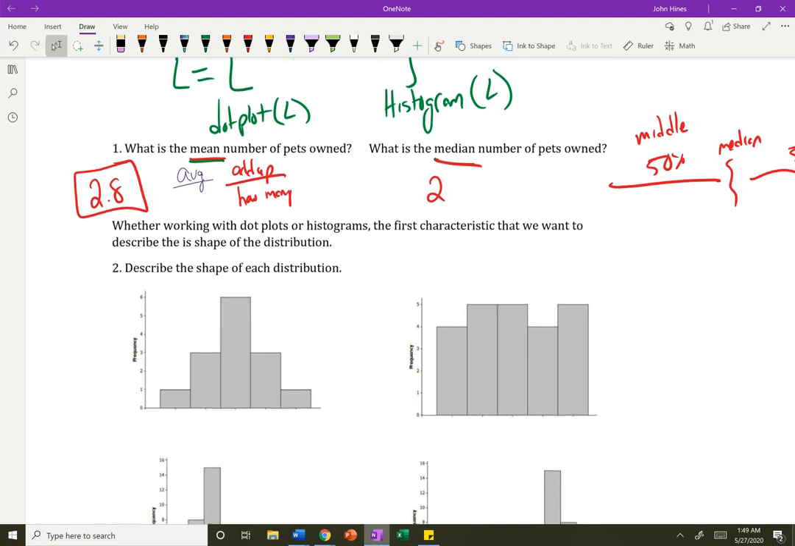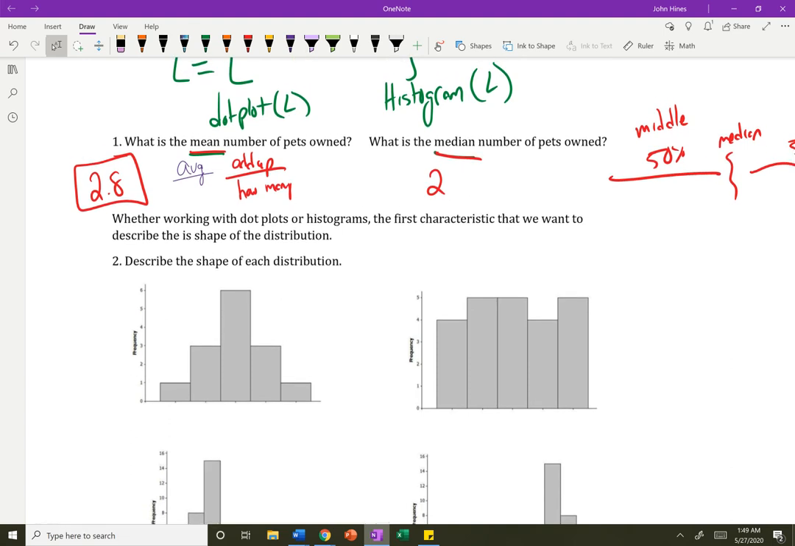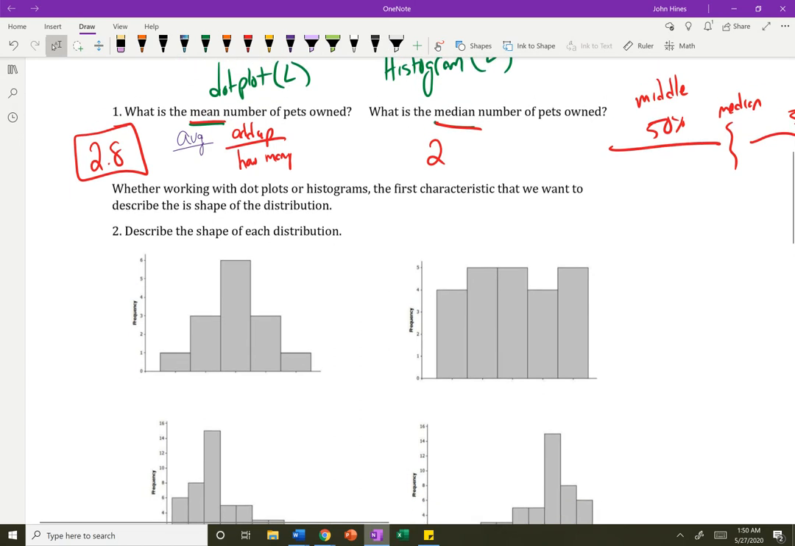So in working with dot plots and histograms, we like to describe the shape of a distribution. And there's a couple shapes of these distributions I want to talk about here. So this first one is symmetric. It's symmetric because if I kind of draw a curve over this, it's perfect on both sides.